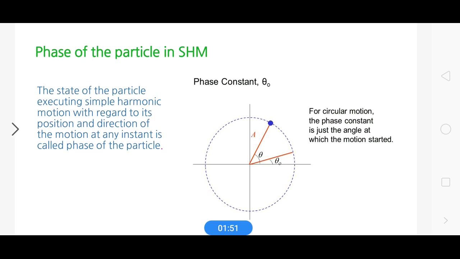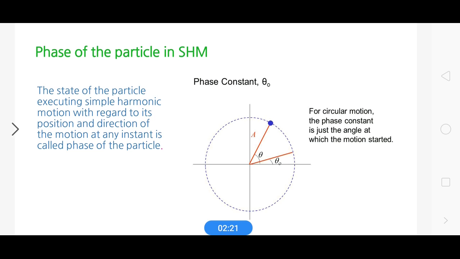Now the phase constant is nothing but the initial position of the particle. So where is the position of the particle? It is at an angle of theta naught. So this is the phase constant. By knowing this phase constant, we get the knowledge about the position and direction of the motion at any instant of time. So this is the phase constant.